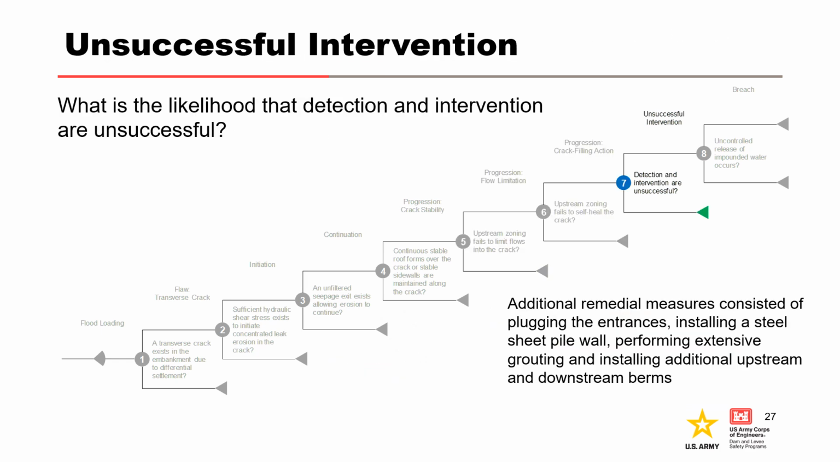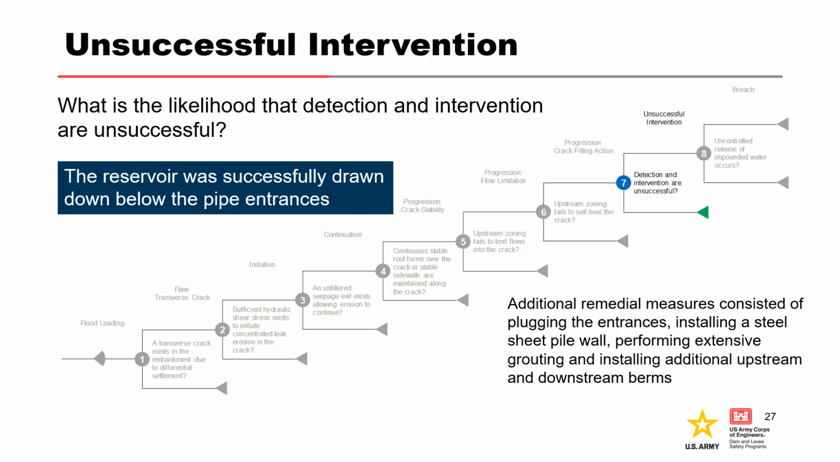Node 7. What is the likelihood that detection and intervention are unsuccessful? Breach was averted only because the reservoir level dropped below the entrance to the pipes. This incident was a near miss with respect to failure. After the reservoir level was lowered, the entrances to the pipes were plugged. Immediate remedial measures consisted of installing a steel sheet pile wall through the closer section of the embankment, performing extensive grouting, and installing additional upstream and downstream berms.